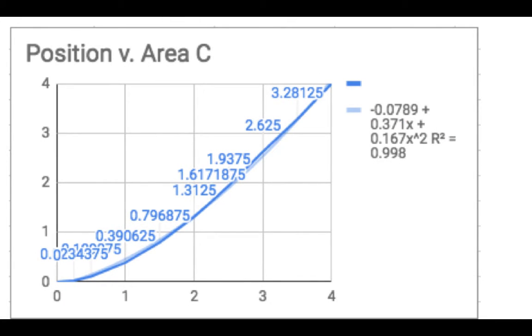On the graph, position makes up the y-axis, while area of section C makes up the x-axis. With regards to section C, as the position of the endpoint along the right side of the square goes from 4 inches to 0 inches, the area of section C becomes smaller and smaller until it reaches 0 inches squared, and thus makes up 0% of the whole square.